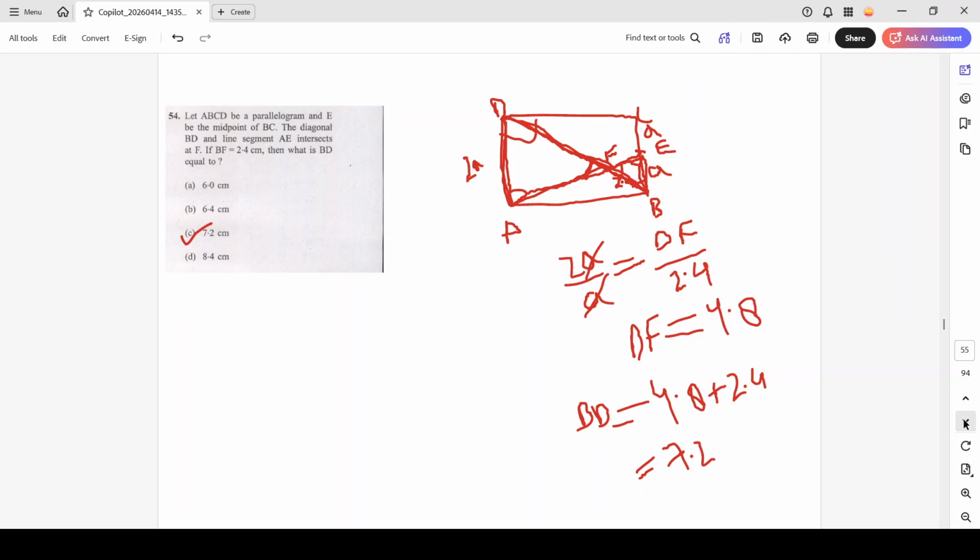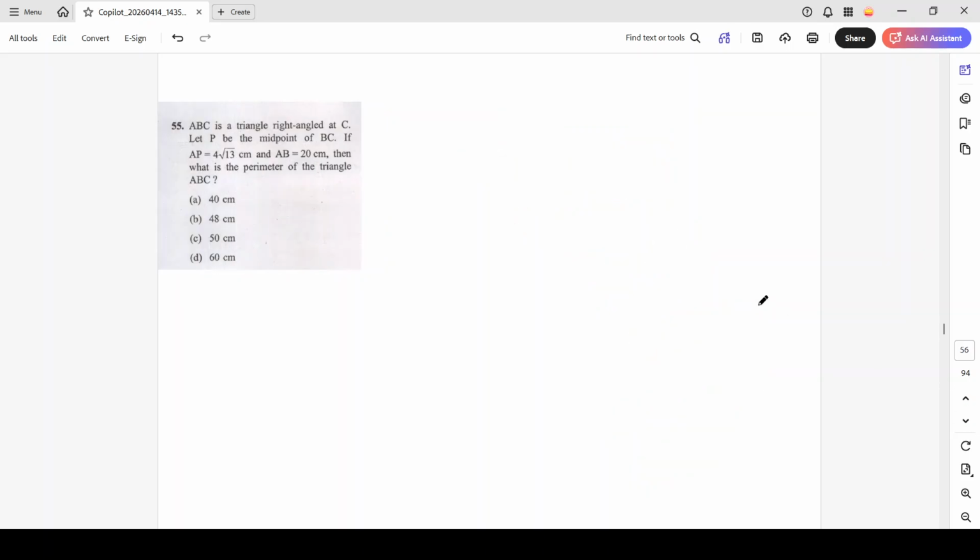Okay. Now moving on to the next question, number 55. ABC is a triangle right angled at C. There is a triangle ABC right angled at C. Okay. That means these are A and B. P is the midpoint of BC. This is point P, midpoint of BC. And the length of AB is 4 root 13. This is 4 root 13.